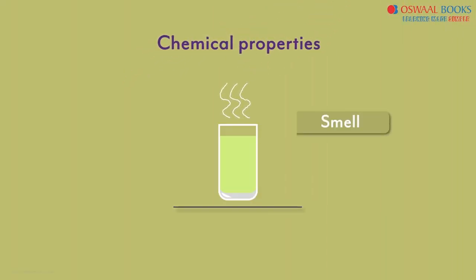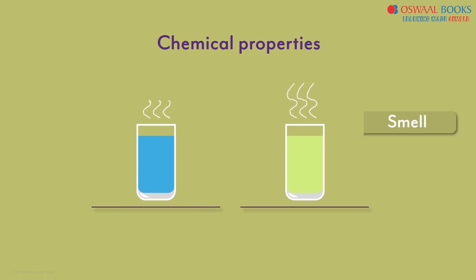The smell of oil is one of its chemical properties. Why do you think it is a chemical property? Oil and water are both liquids but smell different. Therefore, this is a chemical property.